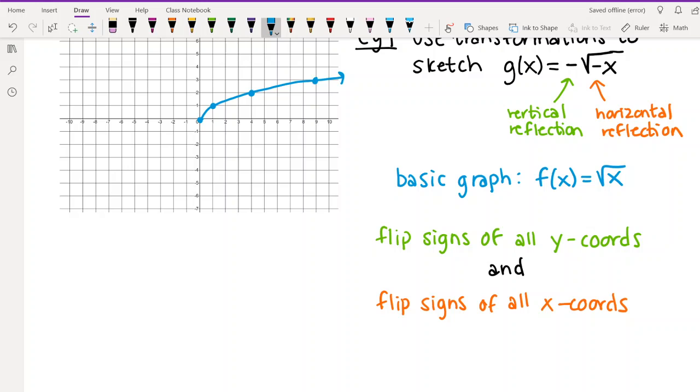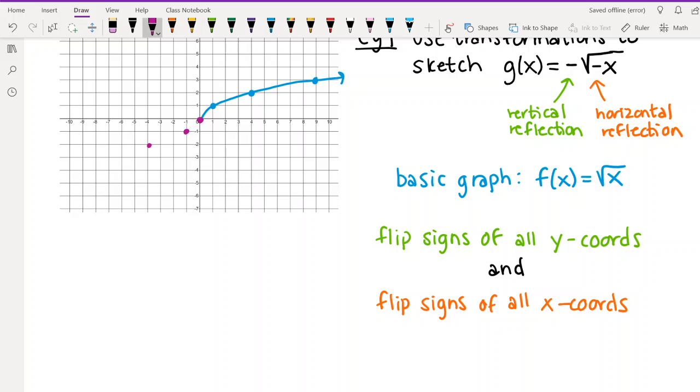Okay, so the first point is 0, 0. So 0, 0 is not going to change, right? Because when you try to make 0 negative, nothing happens. It stays 0. Okay, so next we have the point 1, 1. So if we flip the sign of the x coordinate and the y coordinate, we get negative 1, negative 1. Next up we have the point 4, 2. So if we switch both the x and y coordinate, we get negative 4, negative 2.